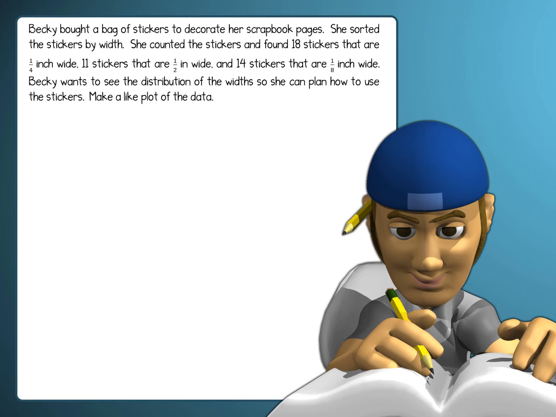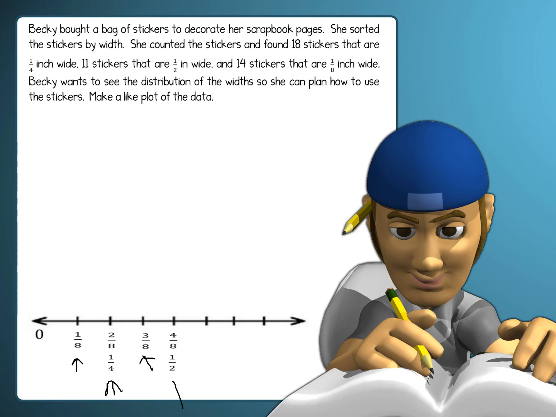So how do we know how many X's we should put above each width? Let's look at our line plot. Here are my widths, right? Here's 1/8. Here is 2/8 or 1/4. Here is 3/8. And here is my 4/8, which is 1/2. So where do I put my line plots? How do I know where I'm supposed to put them?